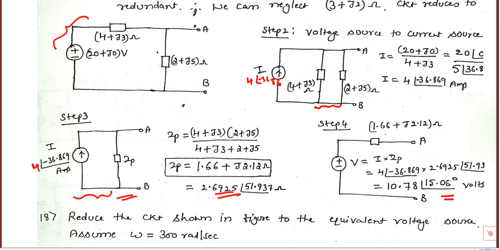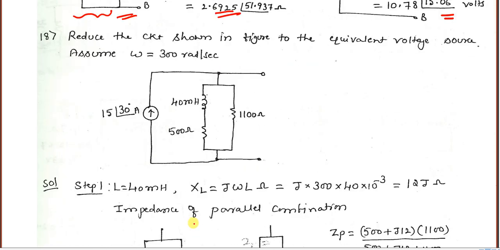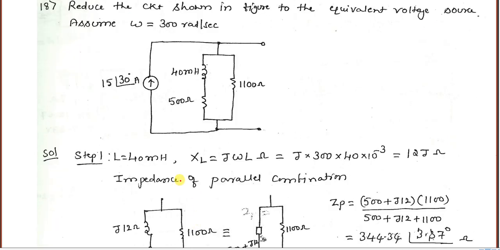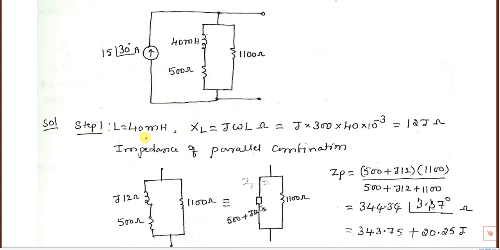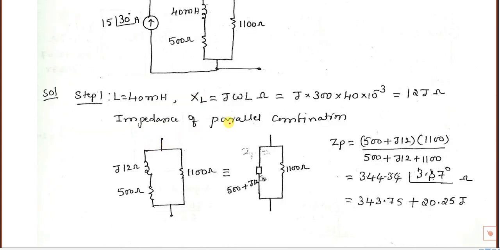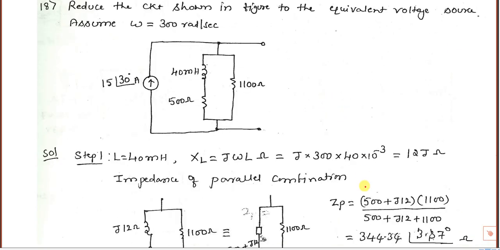Similarly, we can do one more problem on an AC network. Reduce the network into a single voltage source equivalent. They are given in millihenry, so we need to convert into ohms of reactance. Omega is given as 300. XL is equal to omega L, so 300 into 40 times 10 power minus 3, since milli means 10 power minus 3. So it is J12.